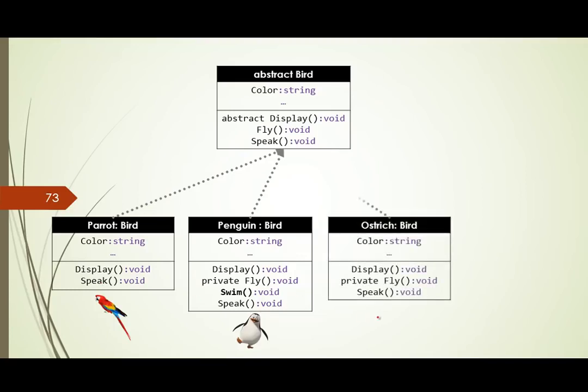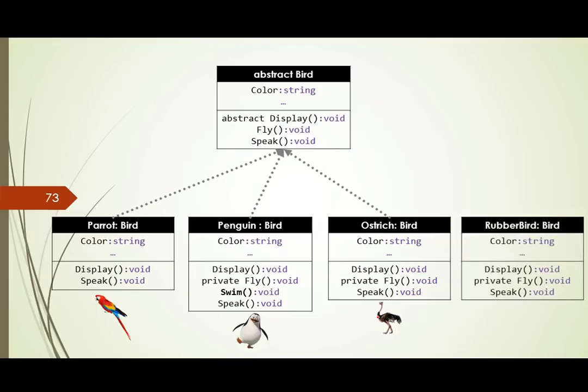Let's say we have Ostrich, and same thing, we have to write the display method. Ostriches do not fly, so we are changing the fly method somehow, and changing the speak method as well. So let's say we have a RubberBird, and a rubber bird doesn't fly, doesn't speak, and displays as a rubber bird. That's it. So that is what you have seen in this example.